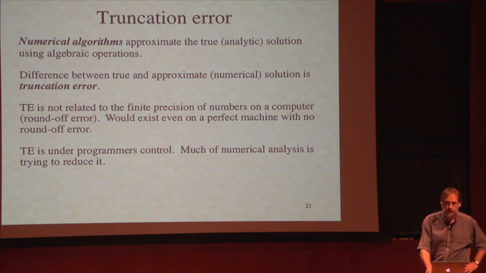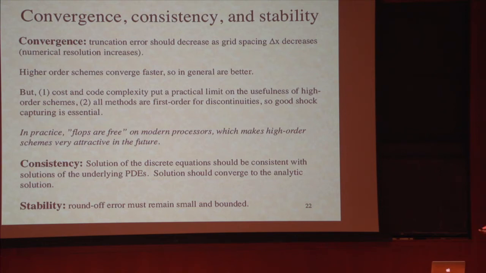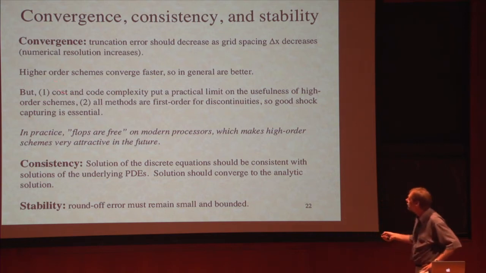And then finally, there are three more important concepts in numerical analysis that you should know about: convergence, consistency, and stability. Two of the three most people know about automatically. The first is convergence. That is to say, the truncation error in your numerical approximation should get smaller as your resolution increases. As either delta x or delta t gets smaller, the truncation error should also get smaller. You want to converge an algorithm. It should converge as fast as possible.